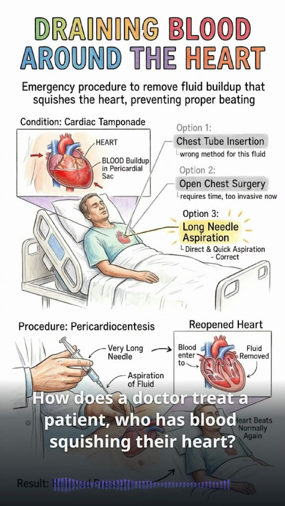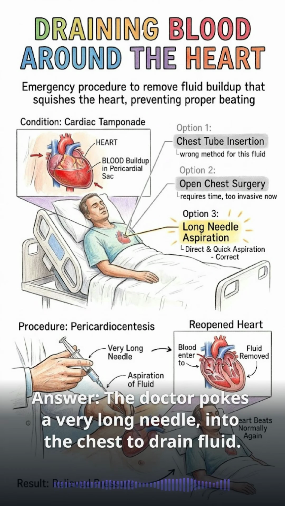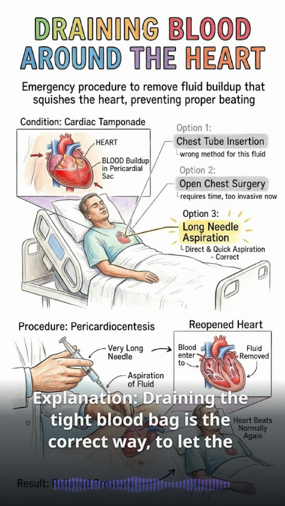68. How does a doctor treat a patient who has blood squishing their heart? The doctor pokes a very long needle into the chest to drain fluid. Draining the tight blood bag is the correct way to let the heart beat properly.